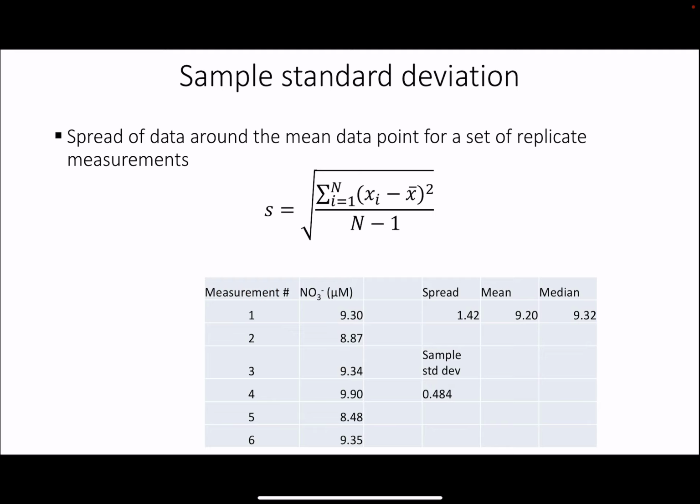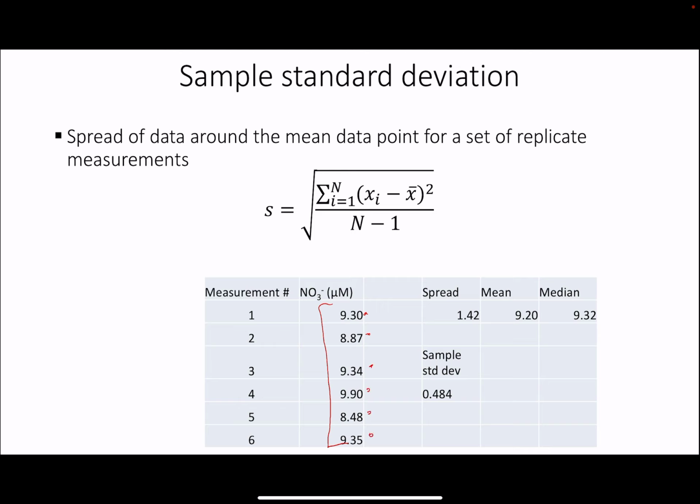So going back to the measurements we were looking at earlier, the sample standard deviation measures the spread of data around the mean data point for a set of replicate measurements. So here you have n as the number of measurements, so n would be 6 in this case. X bar is the average of all your x values, so it would be the average of all of your concentration values, and xi would be each individual observation.